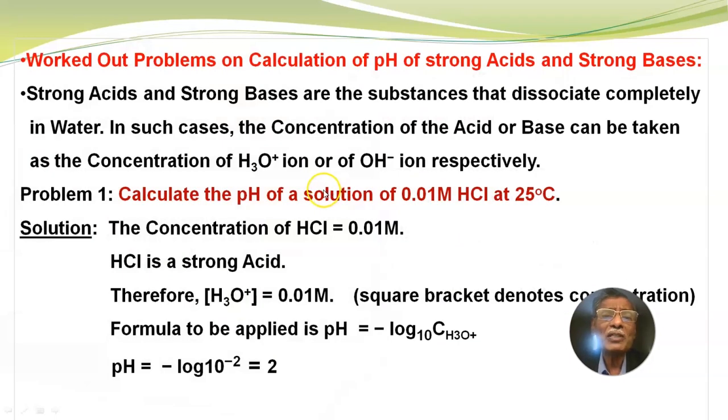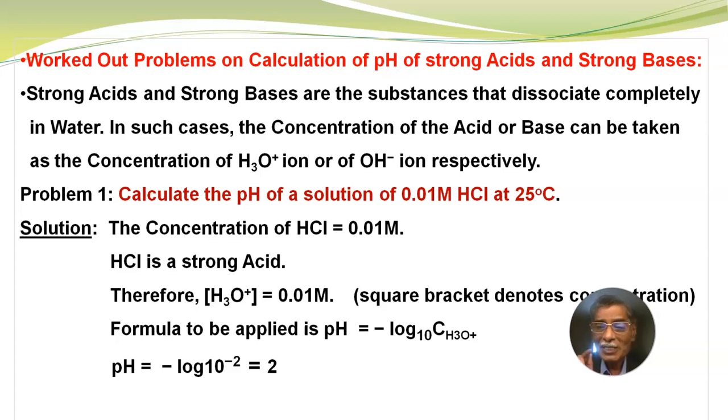Worked out problems for calculation of pH of strong acids and strong bases. Strong acids and strong bases are the substances that dissociate completely in water. In such cases, the concentration of acid or base can be taken as the concentration of H3O+ ion or of OH- ion respectively.